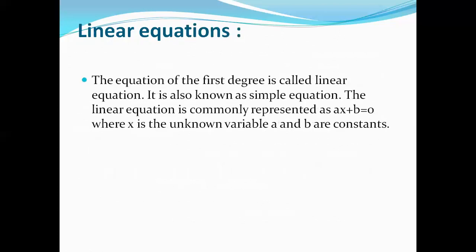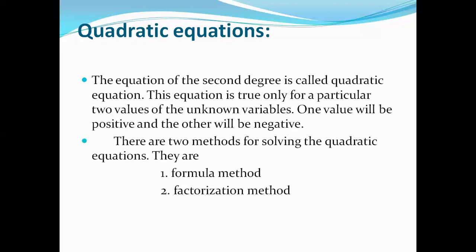Linear equations. The equation of the first degree is called a linear equation. It is also known as simple equations. The linear equation is commonly represented as ax plus b equal to 0, where x is an unknown variable and a and b are constants.